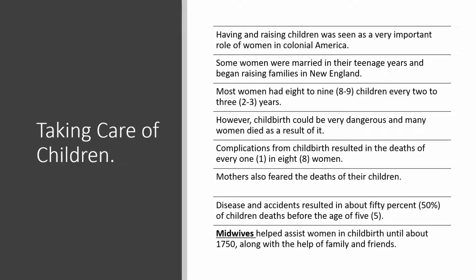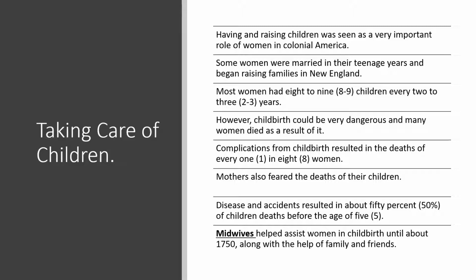Taking care of children. Having and raising children was seen as a very important role of women in colonial America. Some women were married in their teenage years and began raising families in New England. Most women had 8 to 9 children, every 2 to 3 years. However, childbirth could be very dangerous, and many women died as a result of it.